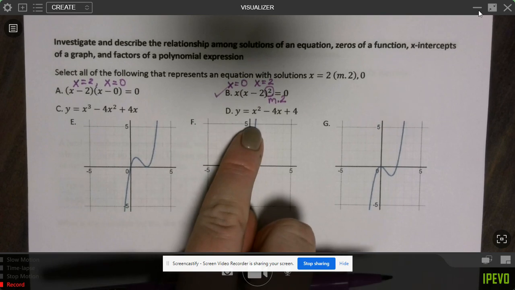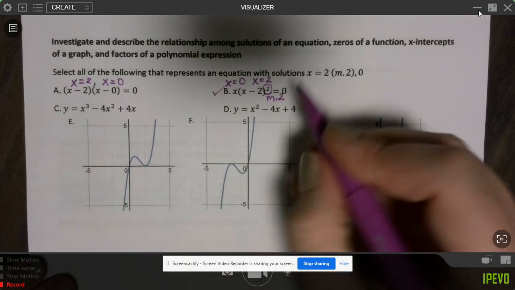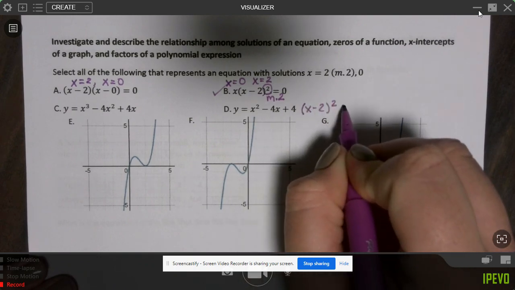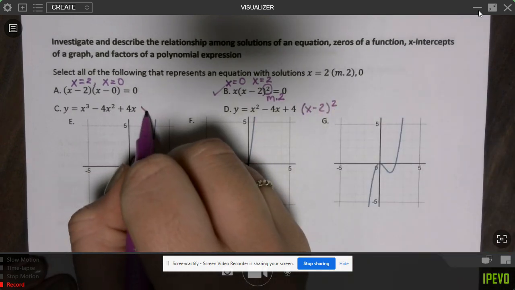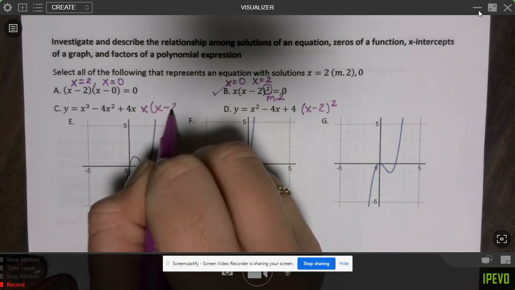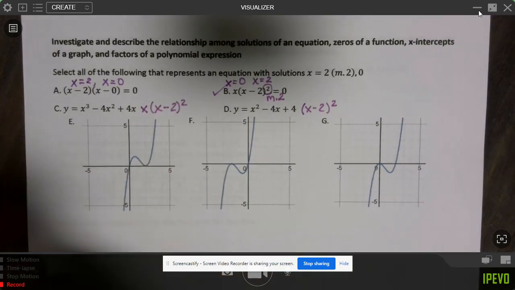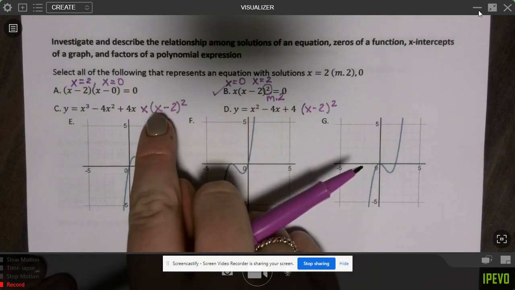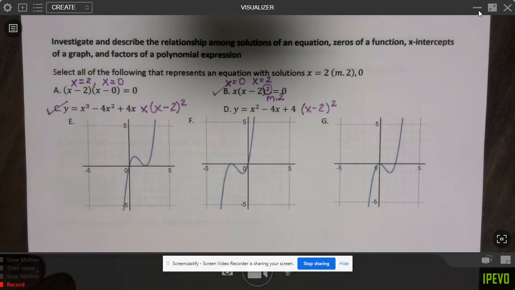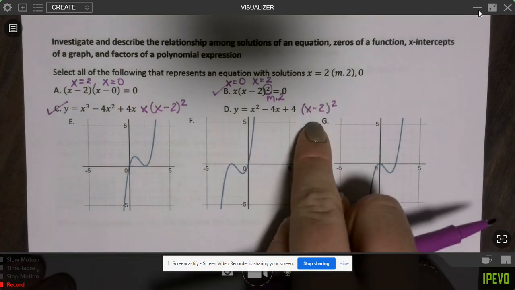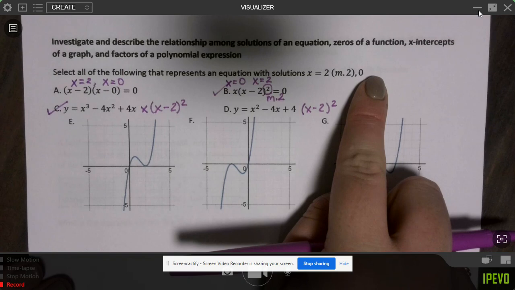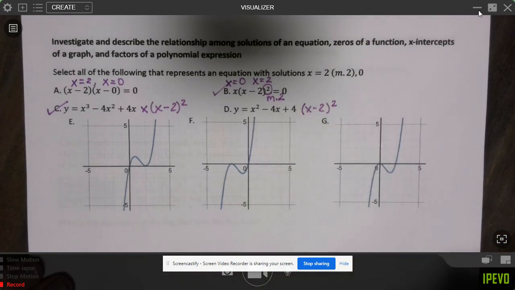Now, C and D are not factored yet, so we're going to need to factor them. This is actually going to be x minus 2 squared, and this is going to be x times x minus 2 squared. Now, this and this are exactly the same thing when factored, so this is an answer choice here. This has the multiplicity of 2, but it's missing the 0 aspect of our solution that we still need. So this is not going to be an answer choice.